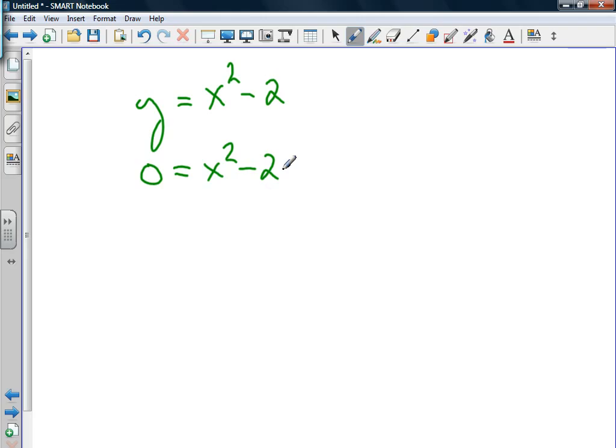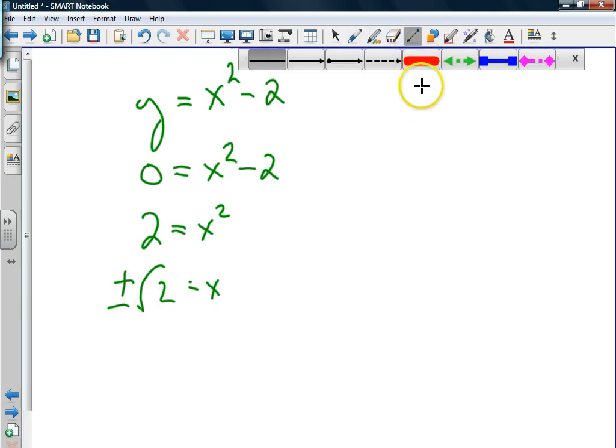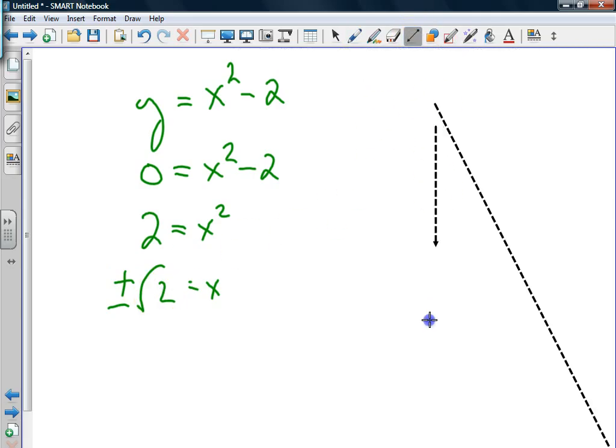Right? If you set this equal to 0 to find the x-intercepts, how do you get x alone? Add 2, and then square root, and you get a positive and a negative root. Remember, second degree equation should have 2 roots. Why does that make sense?